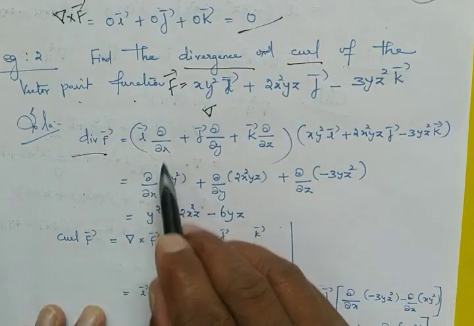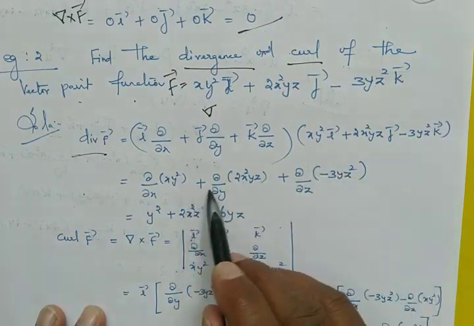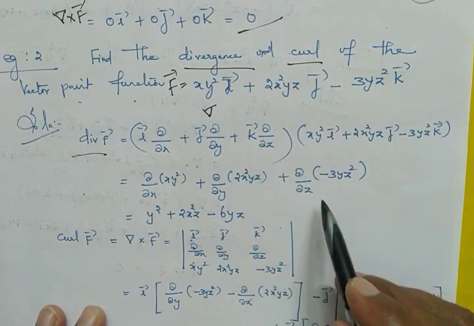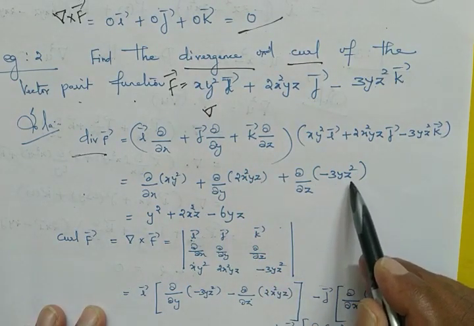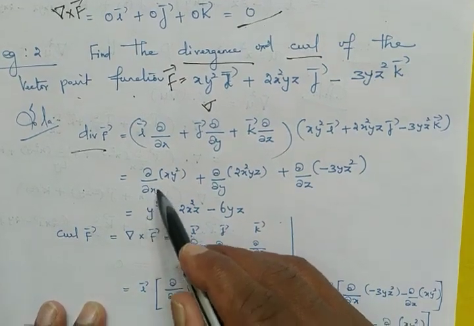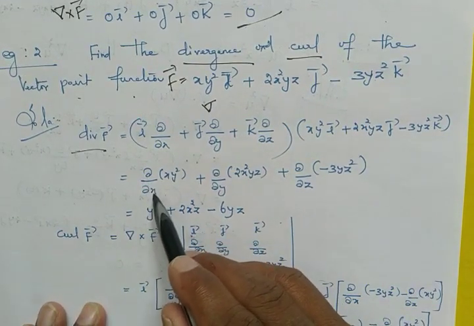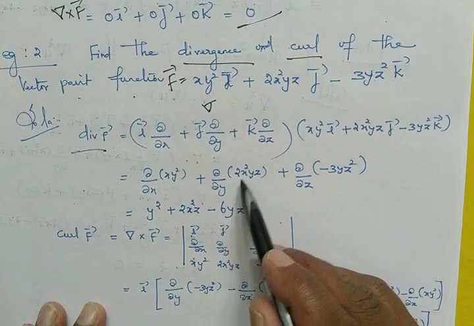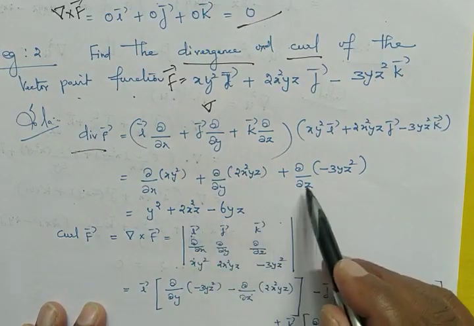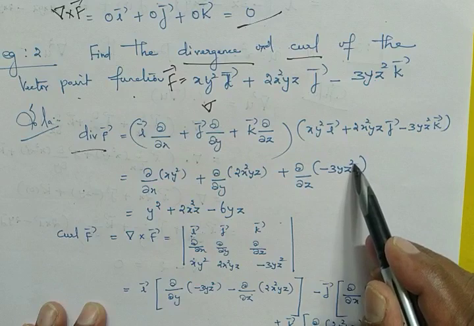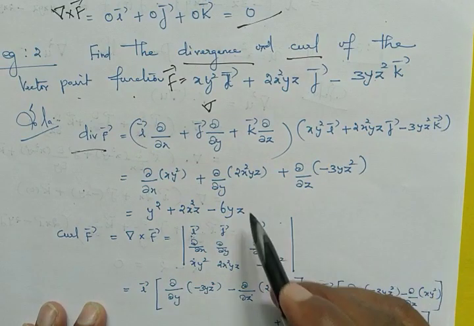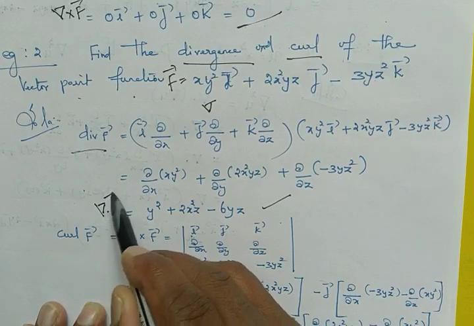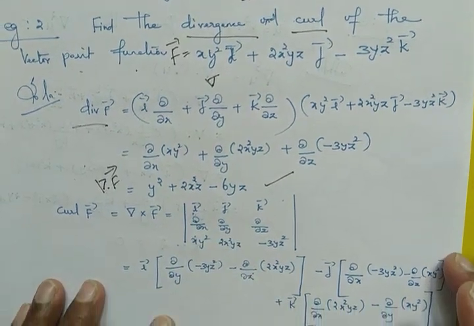So ∂/∂x of (xy²) plus ∂/∂y of (2x²yz) plus ∂/∂z of (−3yz²). Differentiating partially with respect to x, this becomes y². Differentiating with respect to y gives 2x²z, and with respect to z gives −6yz. This is the result for del dot f vector, the divergence of f vector.